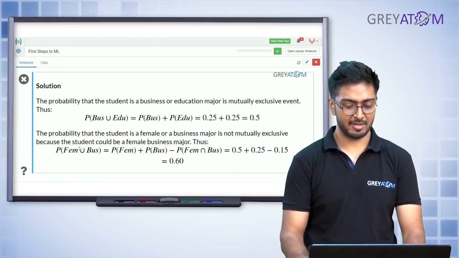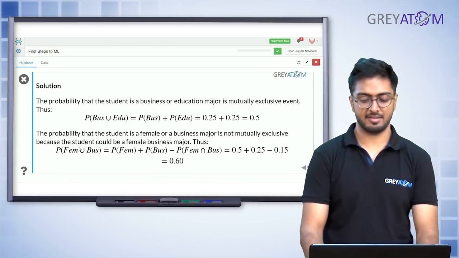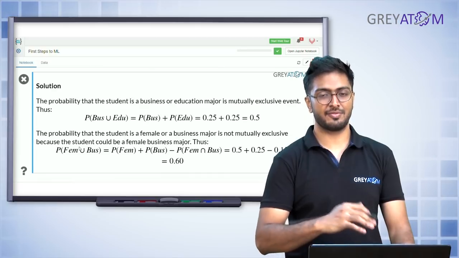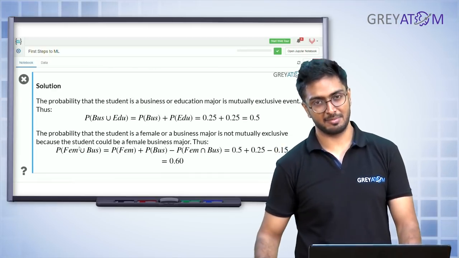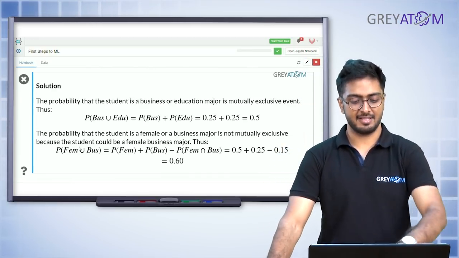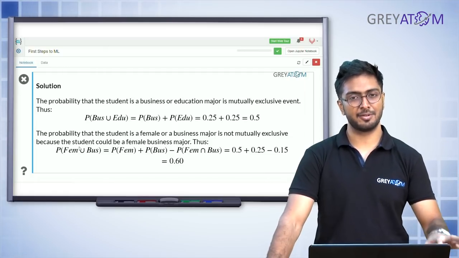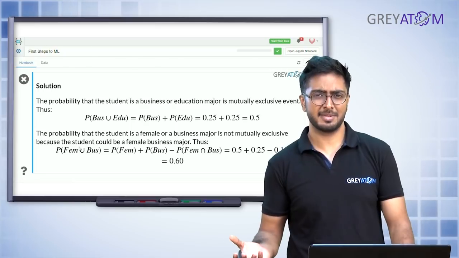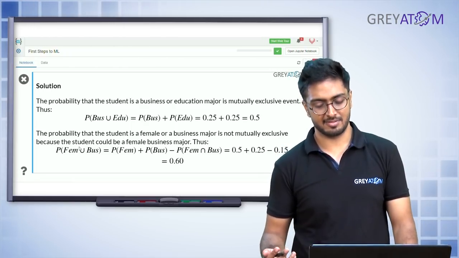And the probability that a student is a female or a business major is not mutually exclusive, right? Because there could be someone who is a female as well as a business major. Which was not the case earlier, because earlier it was either you could be a business major or an education major. But now if you're a female, you could also be a business major. So those are not mutually exclusive events.